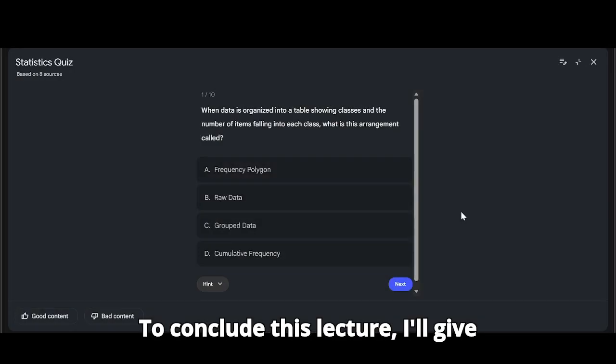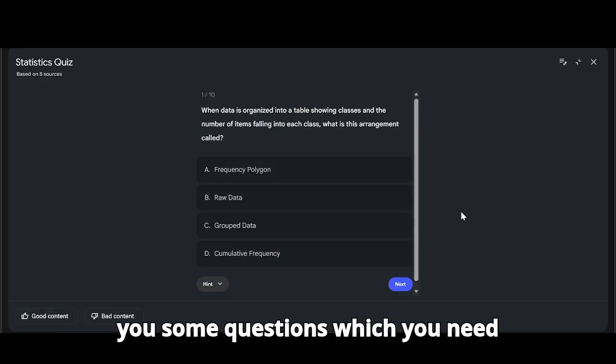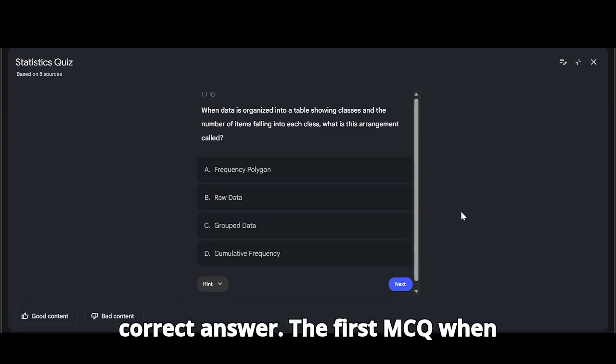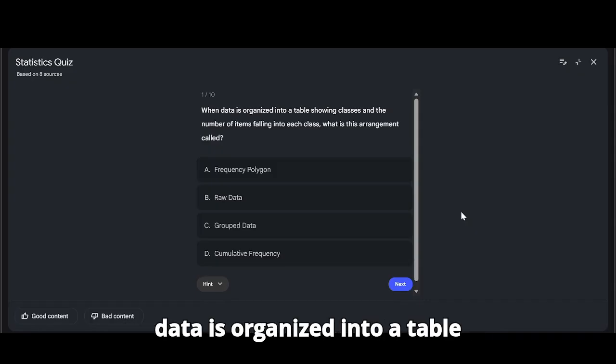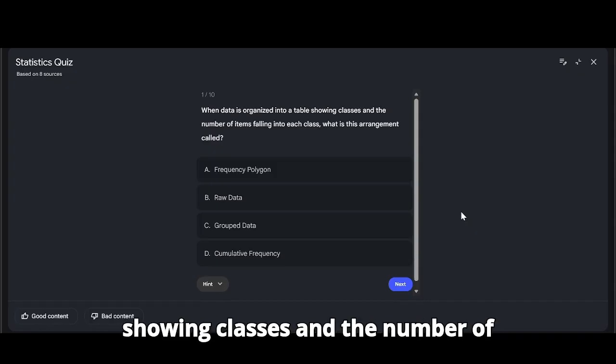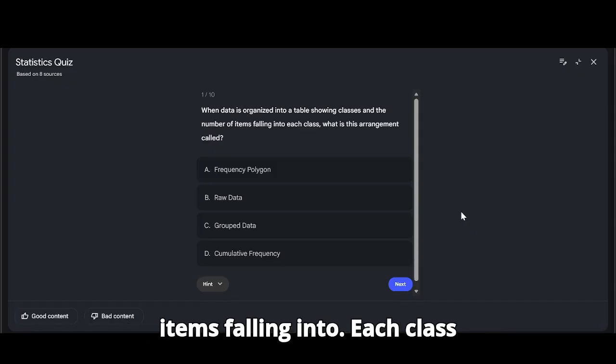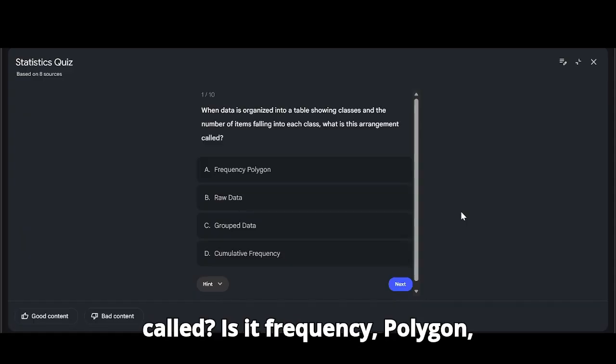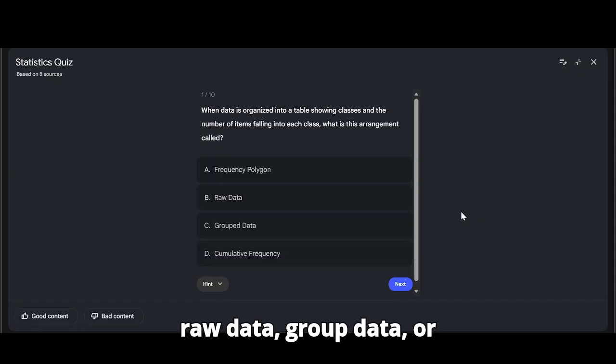To conclude this lecture, I'll give you some questions which you need to solve and then you can email me to find out the correct answer. The first MCQ: when data is organized into a table showing classes and the number of items falling into each class, then what is this arrangement called? Is it frequency polygon, raw data, grouped data, or cumulative frequency?